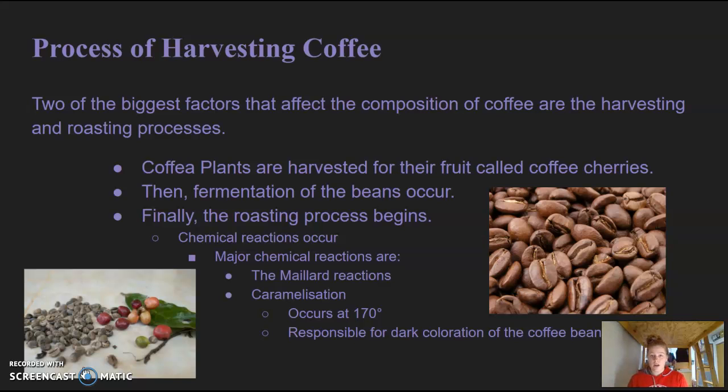The green beans are then put into the roasting process, in which more chemical reactions occur, the first being the Maillard reaction, and I will go over this in the next slide more in depth. But following the Maillard reaction is caramelization. This usually occurs at around 170 degrees Celsius and higher, and is responsible for the dark coloration of the coffee beans.